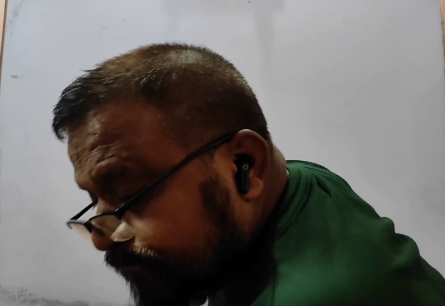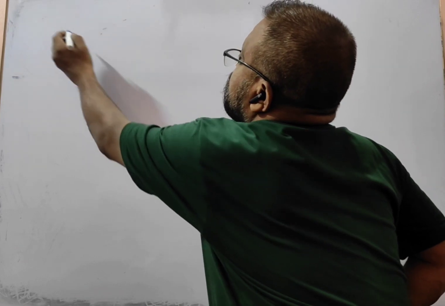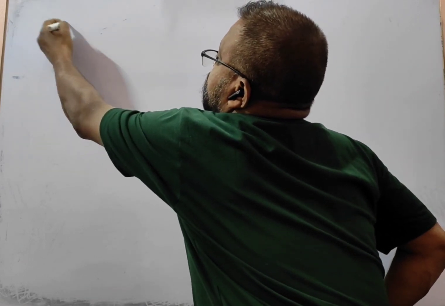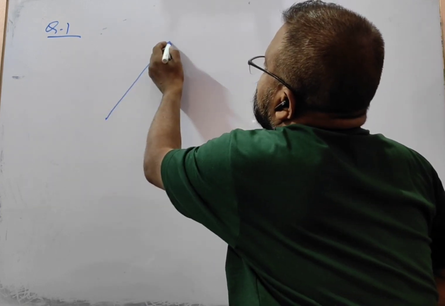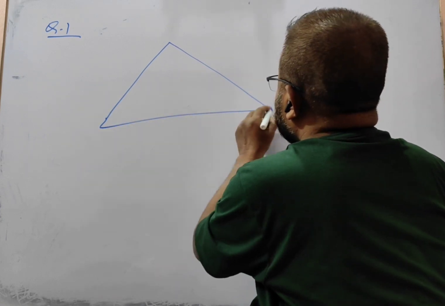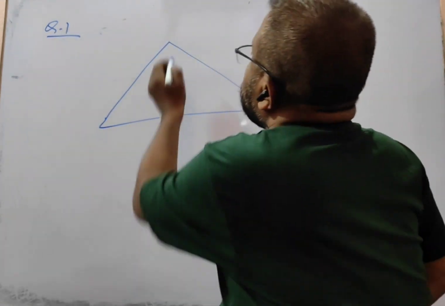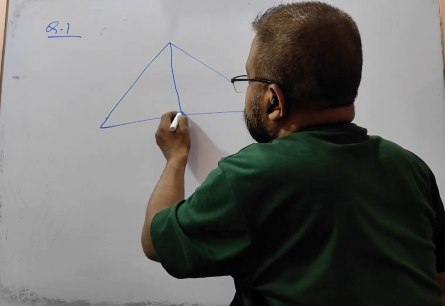So the question is like this. This is question number one of the day. There is a triangle like this, and there is a perpendicular from here. There is a perpendicular from here.